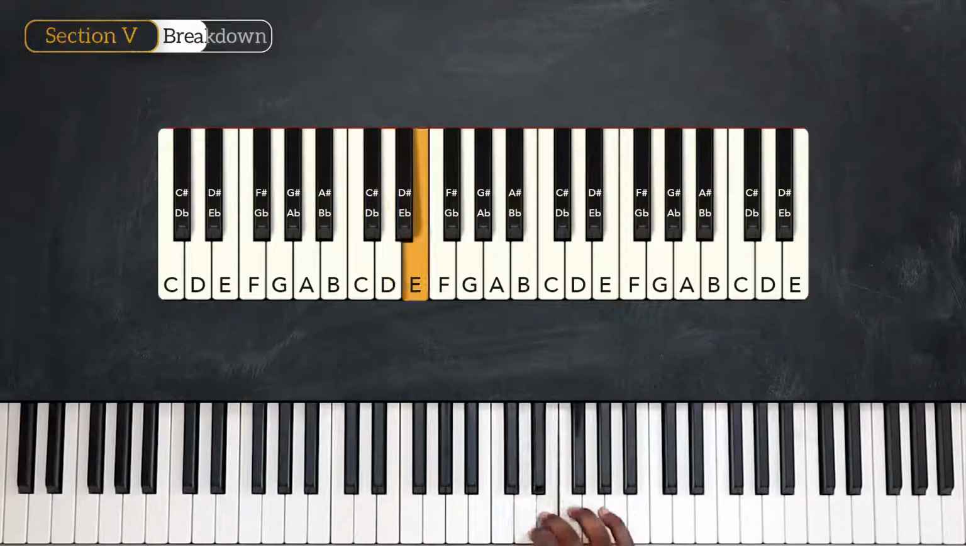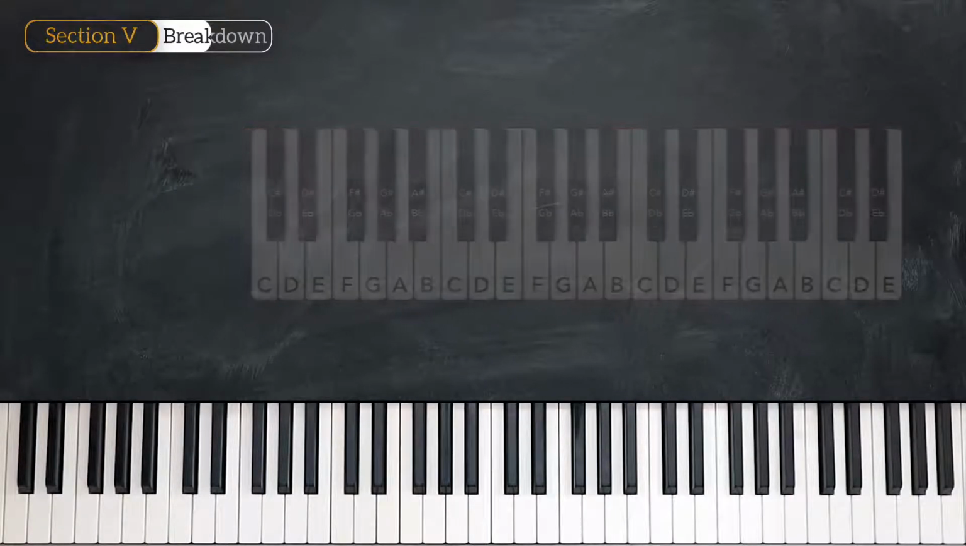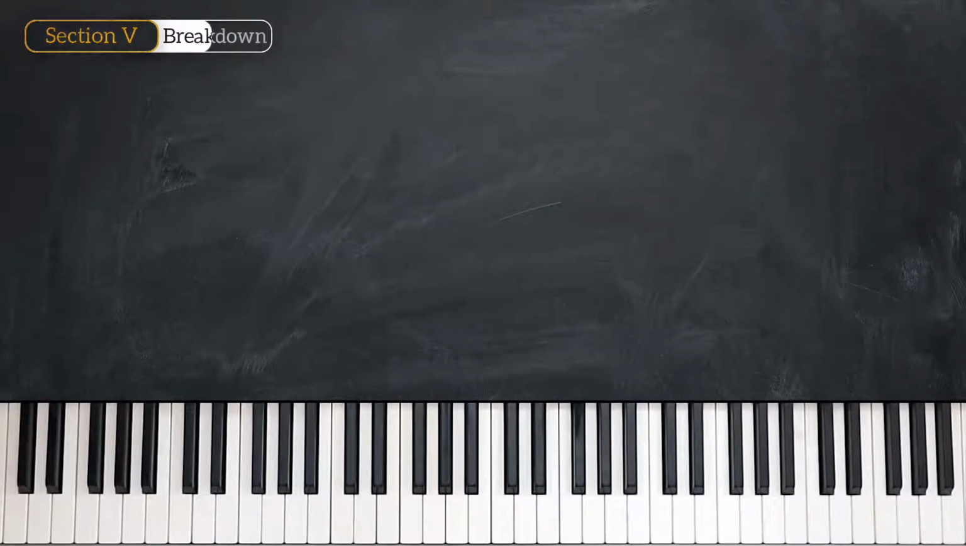1, 2, 3, 4, 5, 6, 7. And then the next one is not 8, it's still C, so let's call it 1. 1, 2, 3, 4, 5, 6, 7, and 1 again. Simple as that. Now, why is the number system used in music? It's because it makes our lives much easier.